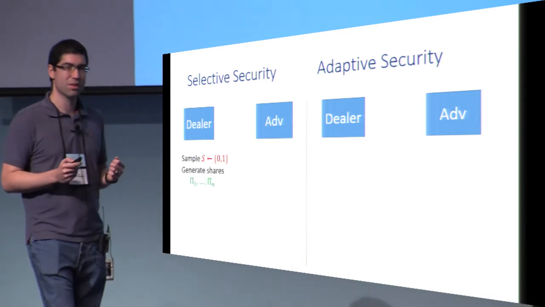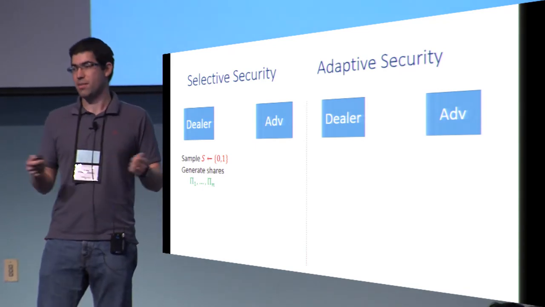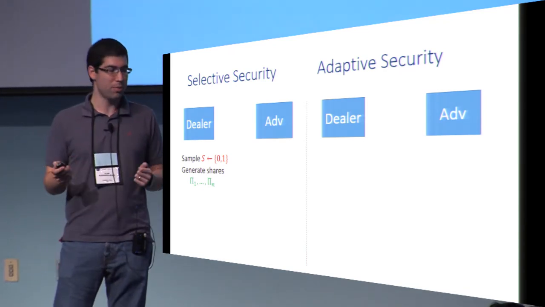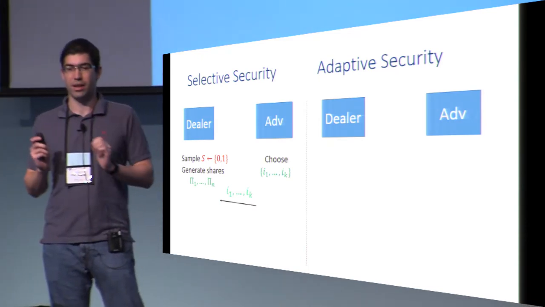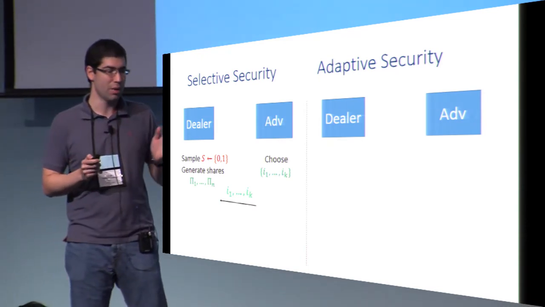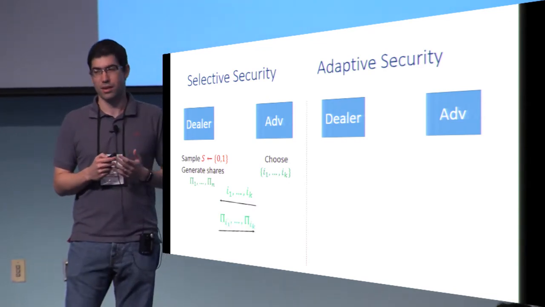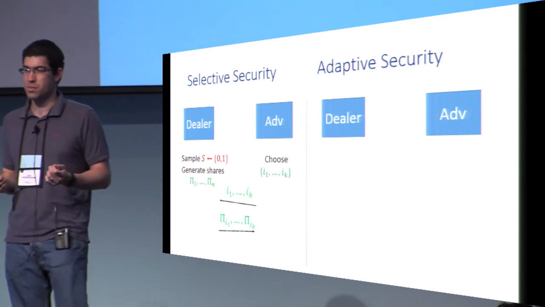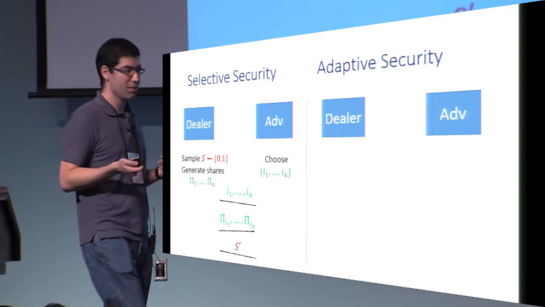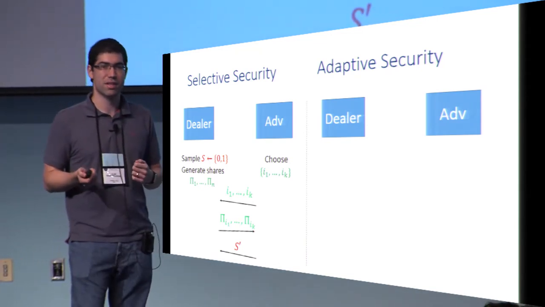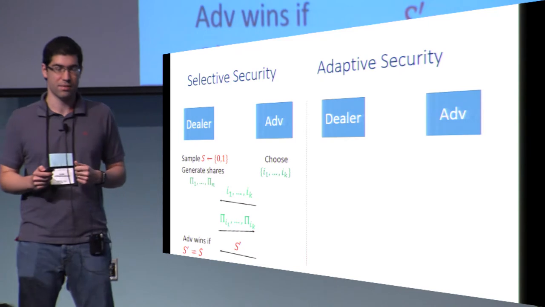In the selective security definition, the dealer has a secret. It generates a bunch of shares, pi 1 to pi n, and the adversary commits to his whole set of parties that he wants to see their shares, i1 till ik, and sends them to the dealer. The dealer replies with the set of shares of the corresponding parties, and then the adversary has to say what his guess for the secret is, either 0 or 1. He wins if he succeeds in his guess.